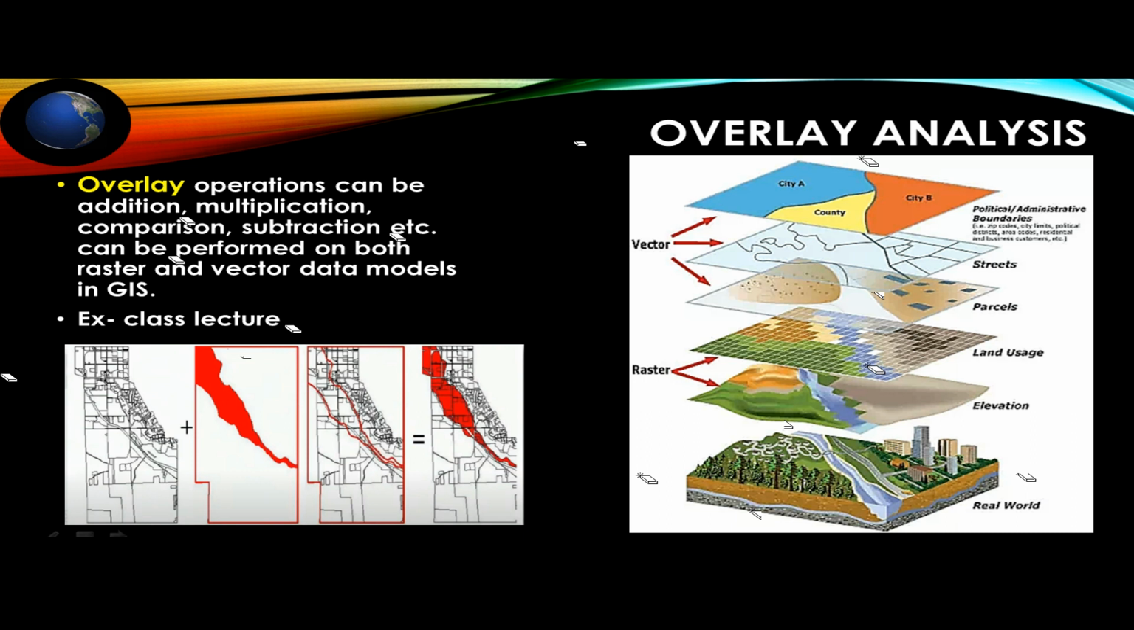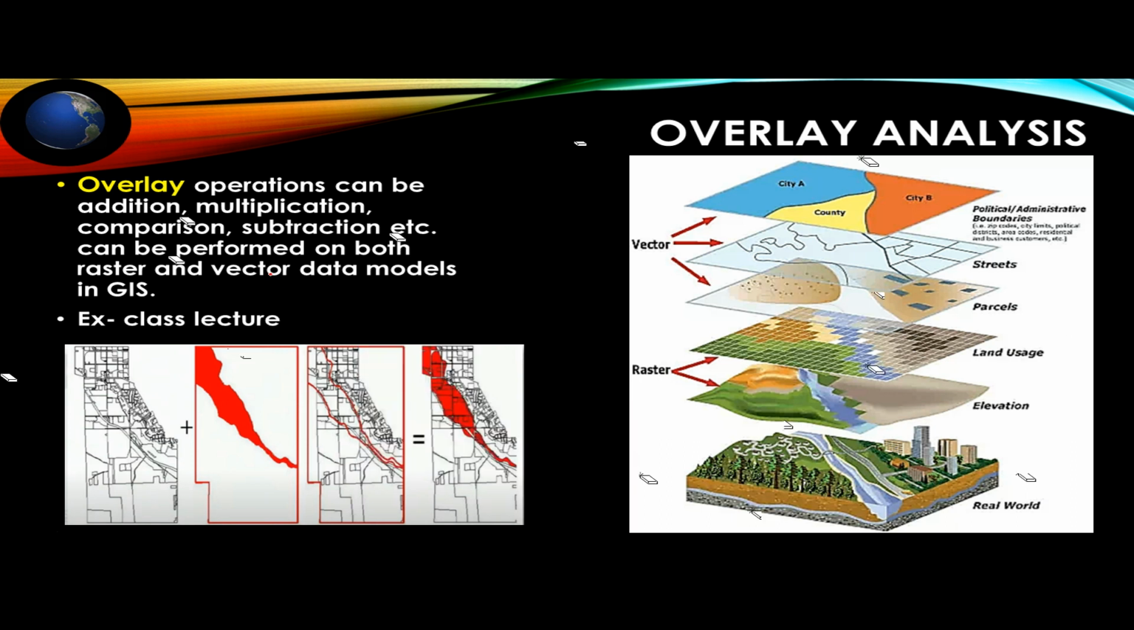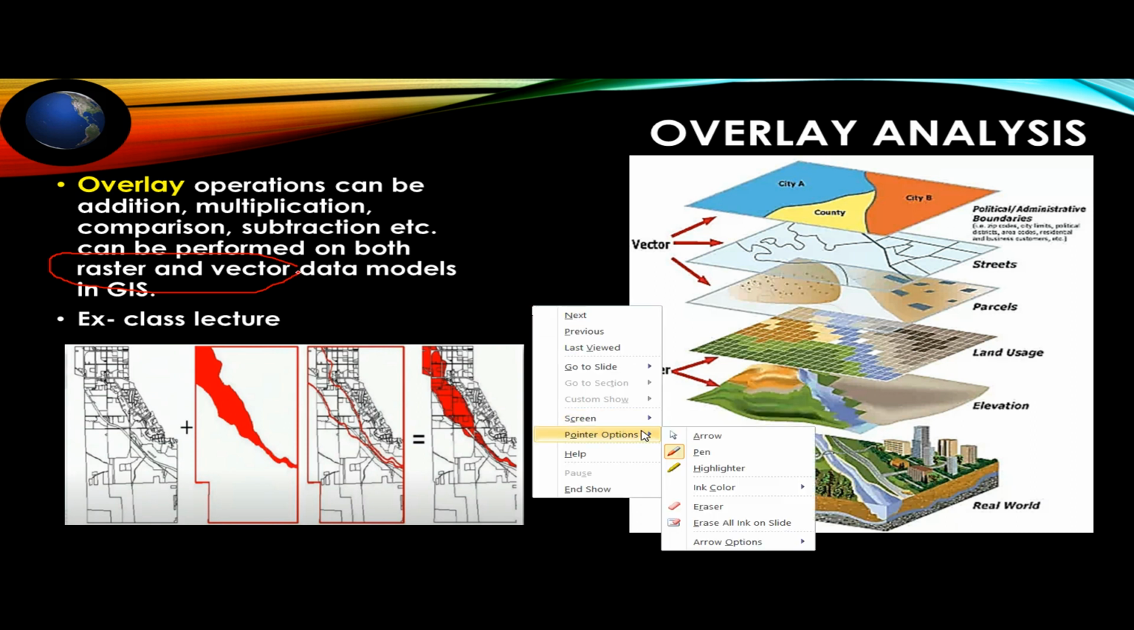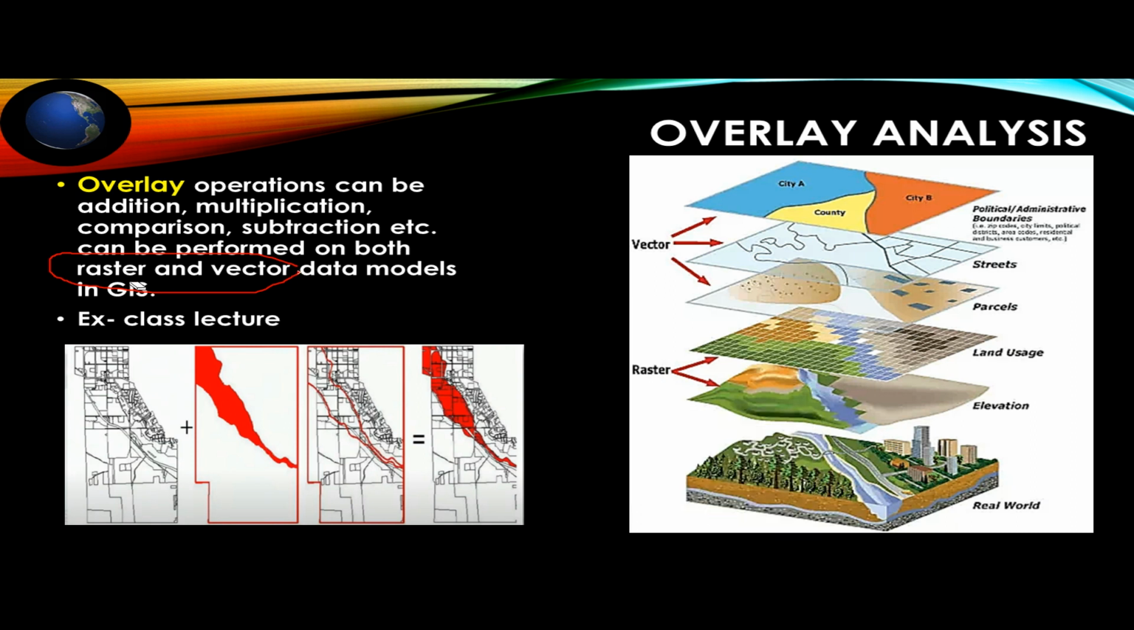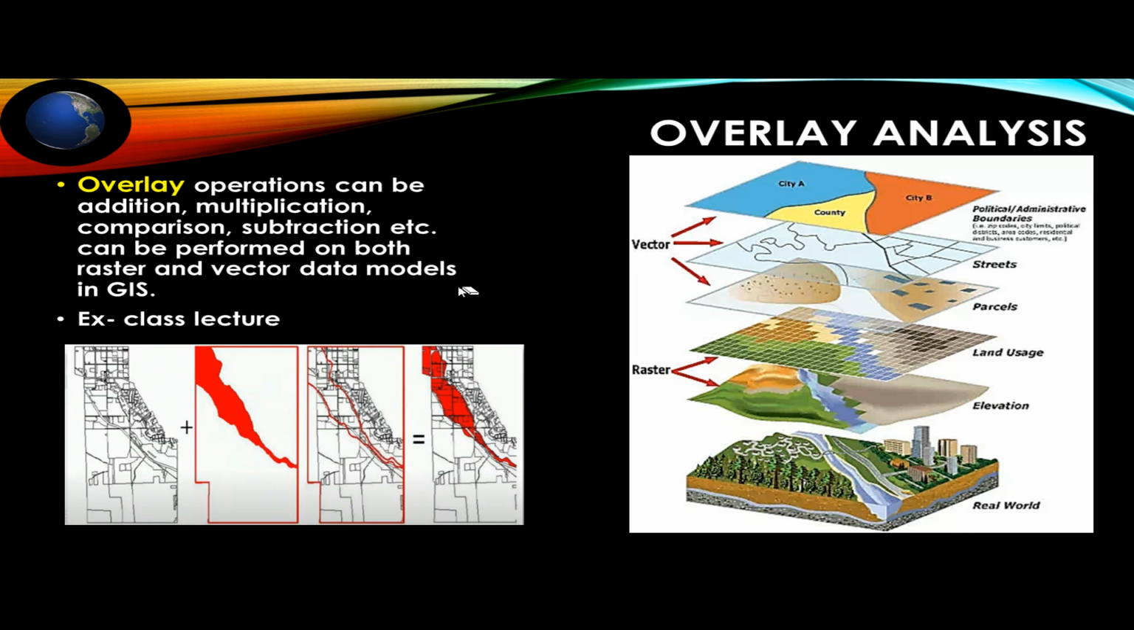So the overlay works for both vector datasets and raster datasets. You can see here it is working on both raster and vector data models. So don't get confused in overlay. It is the operation to understand the earth surface features more clearly through different analysis of overlaying on the vector and raster datasets.